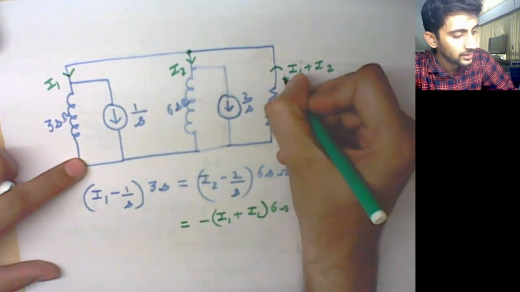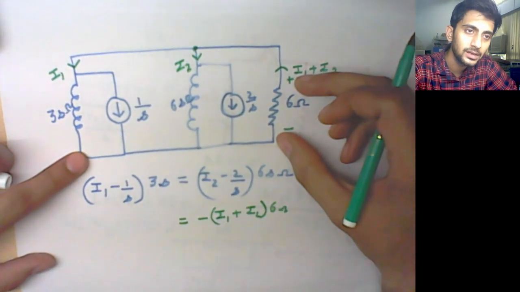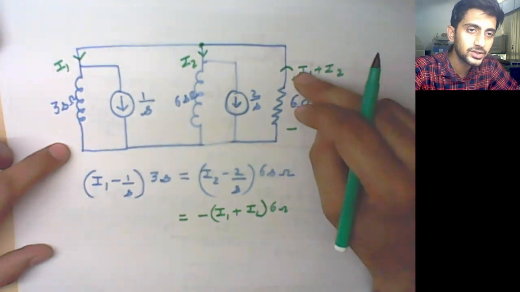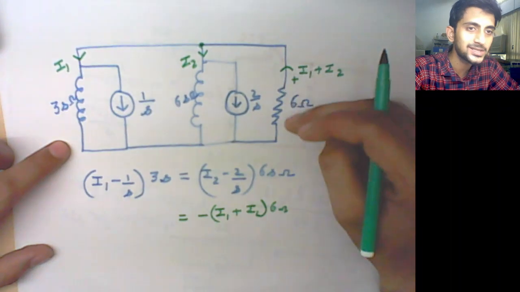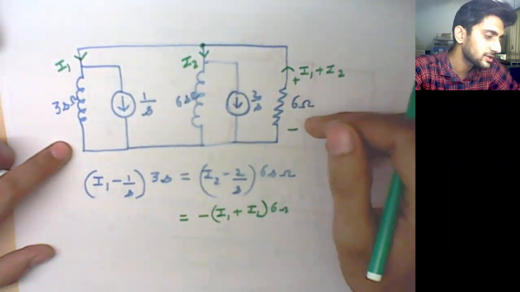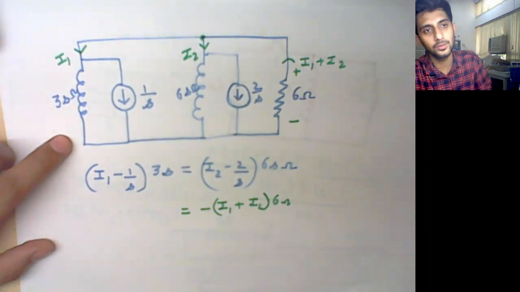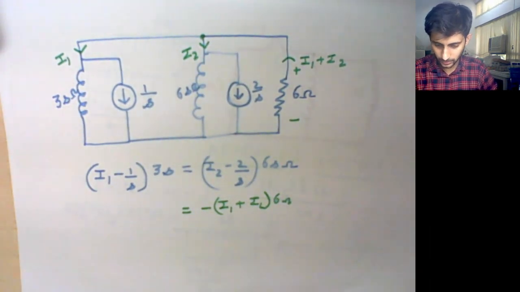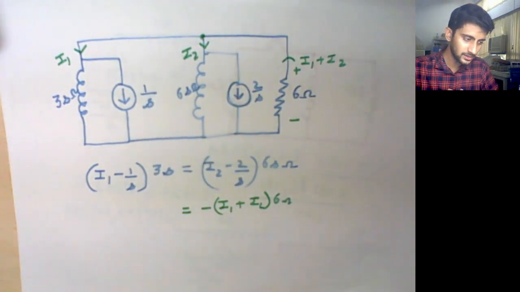Why minus? Because I'm taking this to be a passive element. For a passive element, the voltage and the direction of current should be from plus to minus, not minus to plus. That's why, taking the conventions into consideration, I should take a negative sign over here. Done? So you can solve it either way.